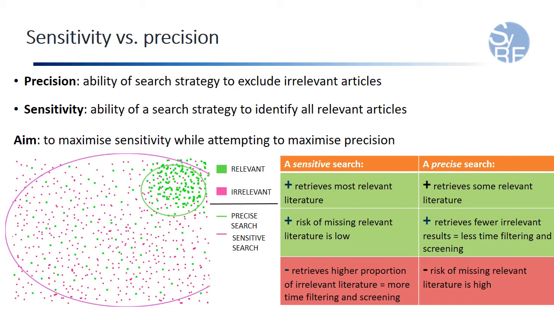A sensitive search retrieves most relevant literature, and the risk of missing relevant literature is low. However, the drawback is that it retrieves a higher proportion of irrelevant literature, meaning more time is spent filtering and screening. A precise search retrieves some relevant literature, retrieves fewer irrelevant studies, and less time is spent filtering and screening. However, there is a high risk of missing relevant literature. This is why the balance between sensitivity and precision is so important.